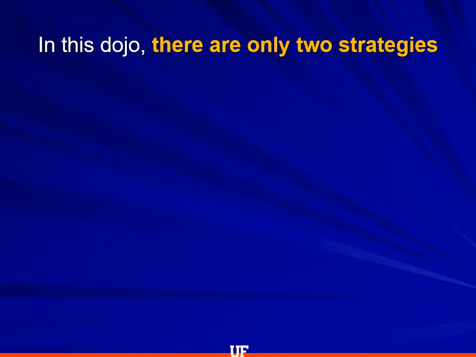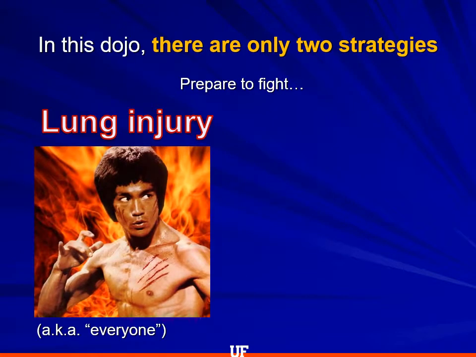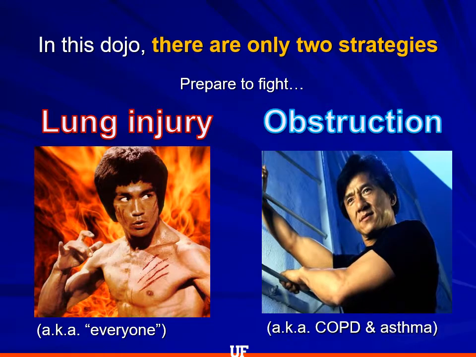So when you meet the patient, decide which group they fall into. The first group is the lung injury prevention group, which is just every single person who doesn't fall into the second group. And the second strategy is the obstruction group, and that's COPD and asthma. And I don't mean just having COPD and asthma. This is the person who got intubated specifically because they were suffering from critical COPD or asthma with really bad bronchoconstriction.